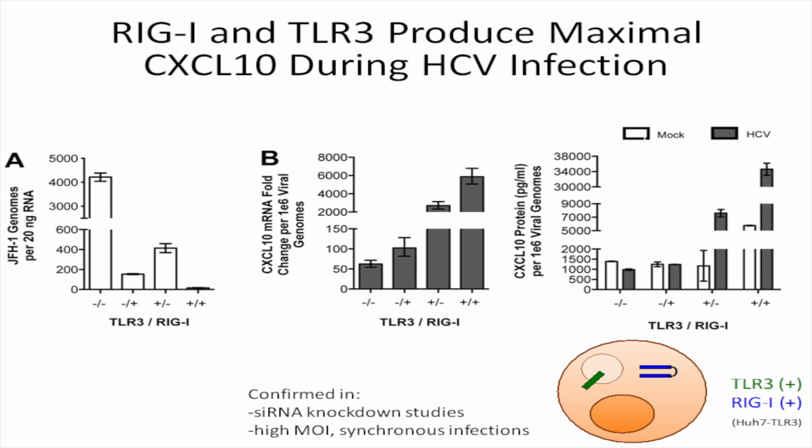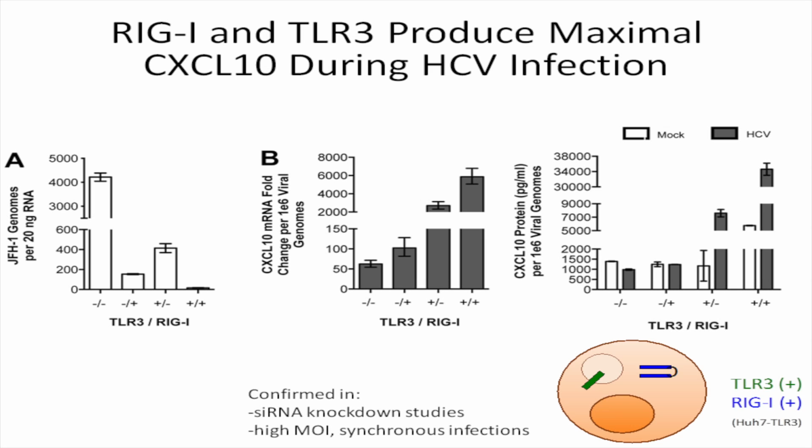The more receptors you have, the less permissive you are to virus infection. You can see that cells that express both TLR3 and RIG-I are quite non-permissive to JFH1 infection, and the Huh7.5 cells, which have neither TLR3 nor RIG-I, have very high levels. But the bottom line is that we can get infection in all of these cell lines.